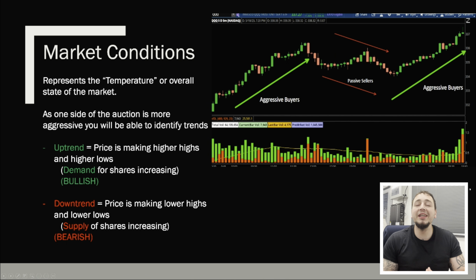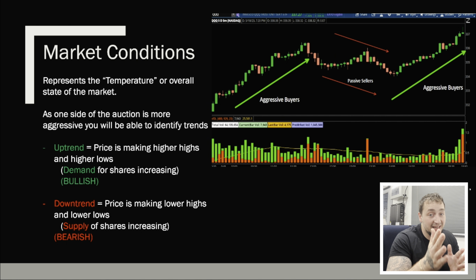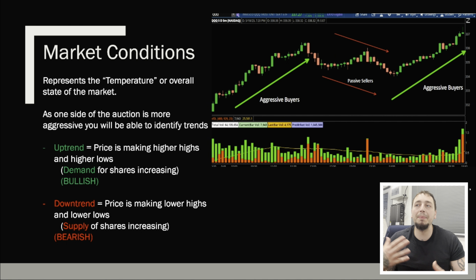Okay, so market conditions. You guys are going to hear me say this consistently: adapt to market conditions, identify market conditions, right? In a nutshell, market conditions represent the temperature of the overall state of the market, right? We're talking bullish or bearish or range. Bullish market conditions mean buyers are in control, right? You get aggressive buying, they continuously bid the price higher. That means the demand is large, right?